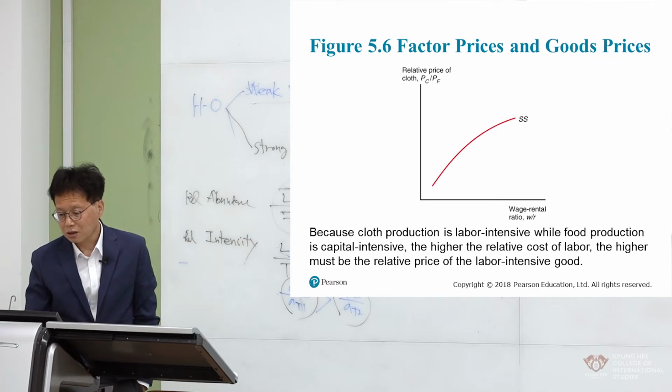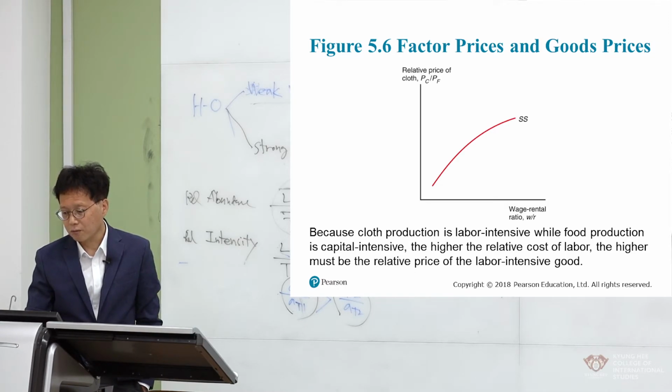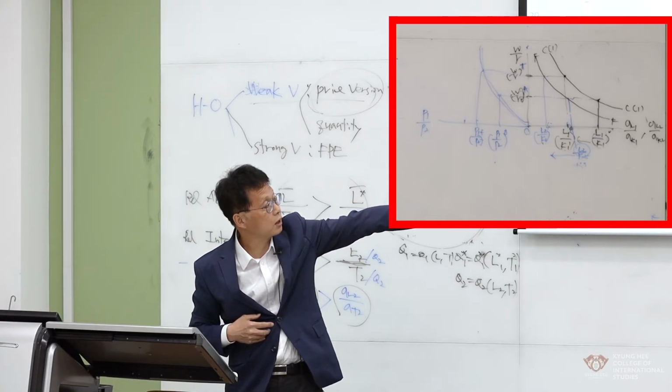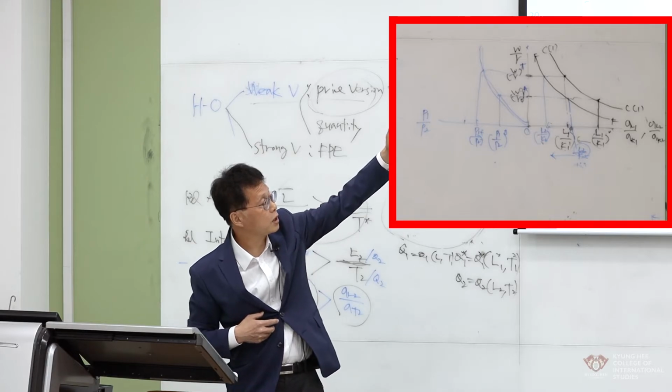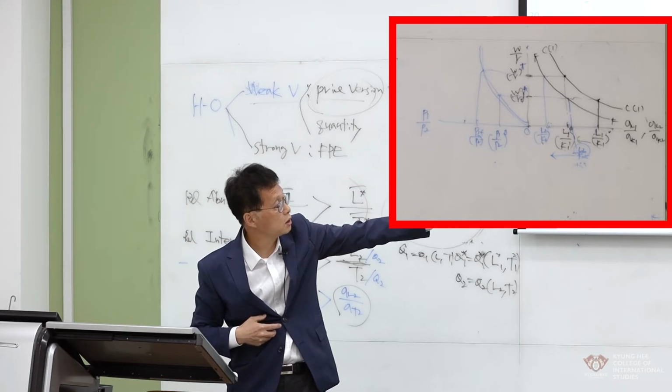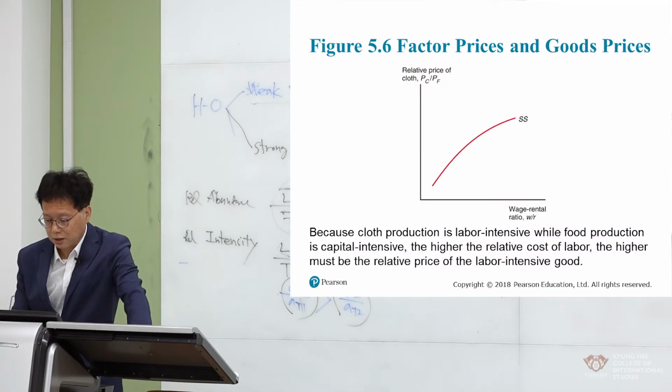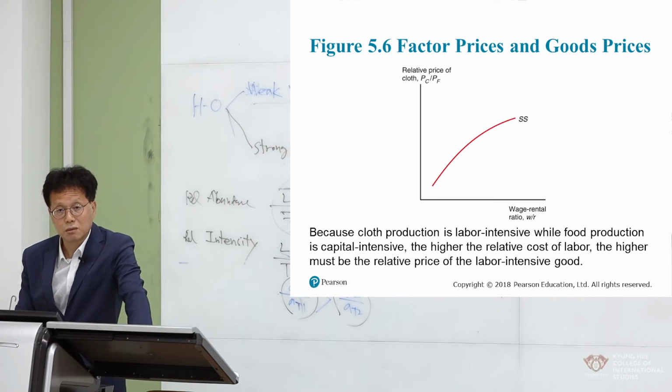Okay? Then this one. Now think about it upside down. That is the X variable, that is the Y variable. Then we can get that graph. We already graphed it here. Right? When the Y variable is W over R, the X variable is P1 over P2. Can you understand? That is the SS curve, the Stolper-Samuelson curve. Okay? One-to-one relationship between relative goods price and relative factor price.